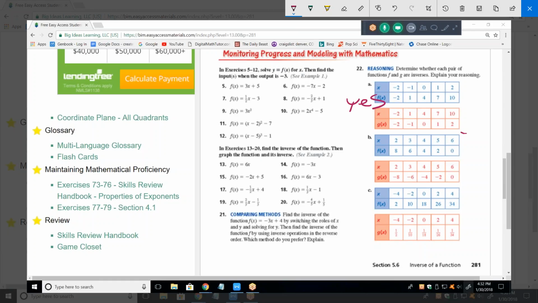Now let's look at B. Are they swapped? No. Fails the very first test. Now let's look at C. Is C swapped? No. Simple as that. If they're not swapped, they're not inverses. When you create an inverse of a function, you're swapping the domain and the range. Always. So it's real easy to figure out B and C real quickly.